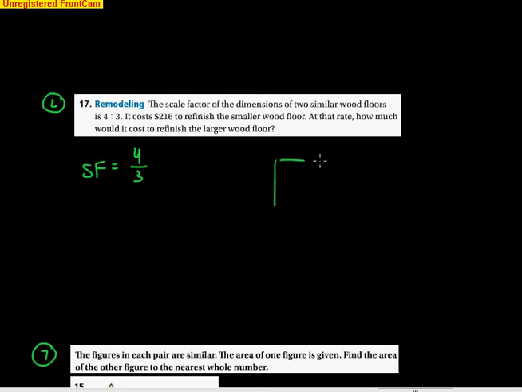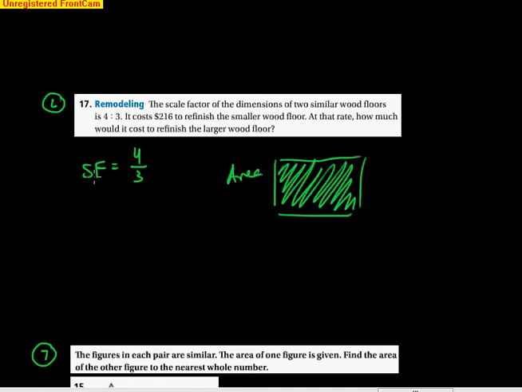Well, if this is my floor, say this is my wooden floor, if I'm trying to refinish it, that means I'm covering the entire surface with this finish. And that means this is an area problem. So, if that's the scale factor, then to find the ratio of the areas, I must take the scale factor and square it. That would be 4 squared divided by 3 squared, which is 16 over 9. Okay? So that's the ratio of my areas.